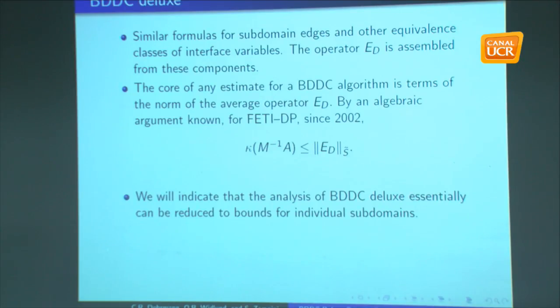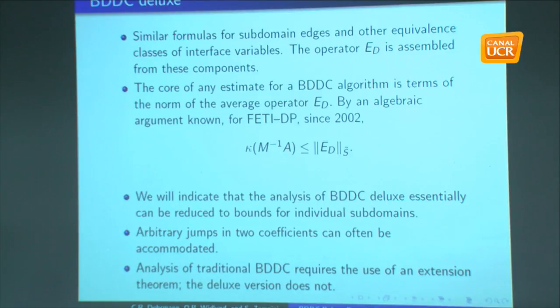So, now, one thing about BDDC Deluxe is that we can reduce the bounds to individual subdomains, which is very important, actually. The arbitrary jumps in the coefficients can often be accommodated, as for H-curl and H-div problems. The traditional BDDC analysis requires an extension theorem, which can be difficult, especially if you have bad interfaces, but the Deluxe version does not.